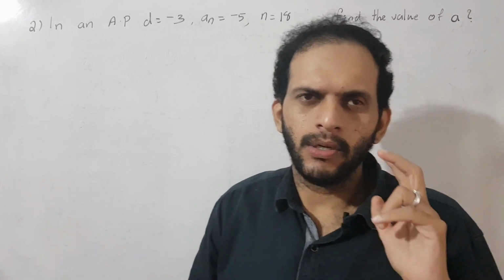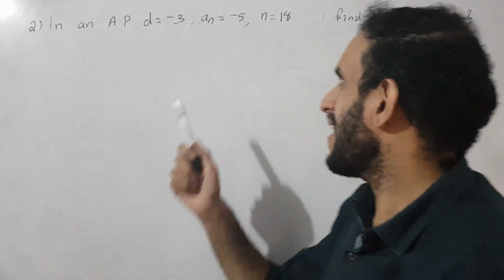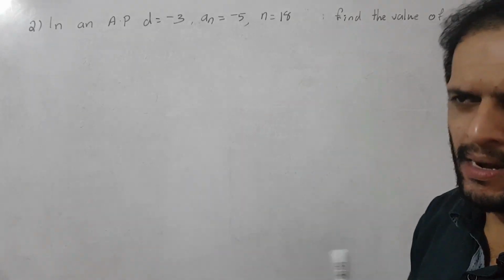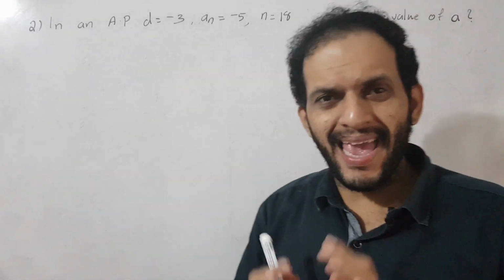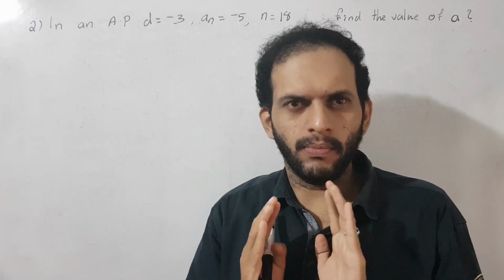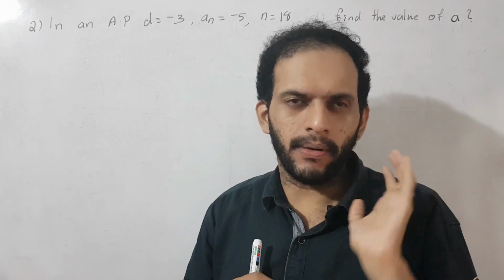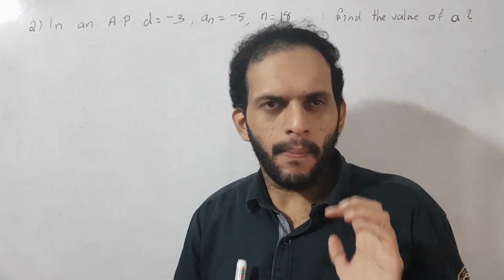Okay, then remember one thing, an and n are different. an is denoting a term, n is the number of terms.